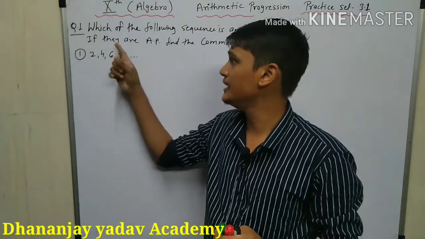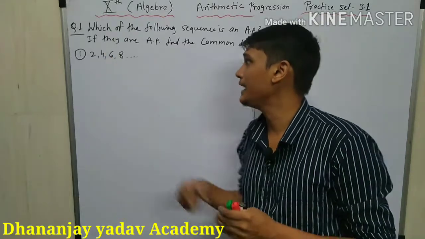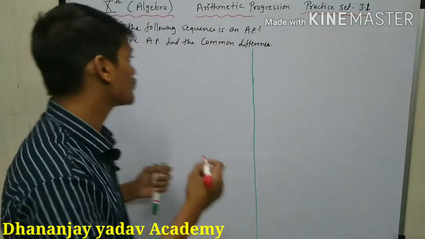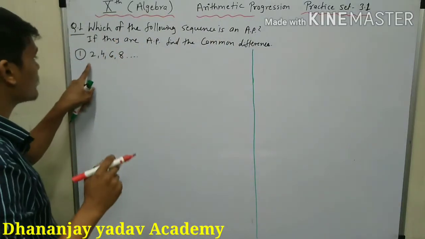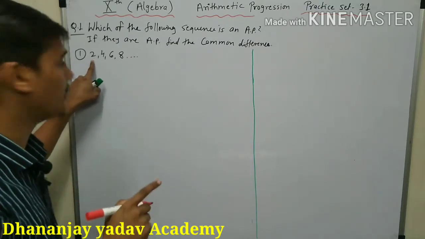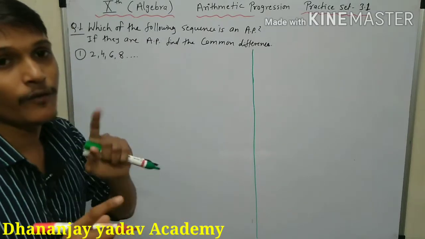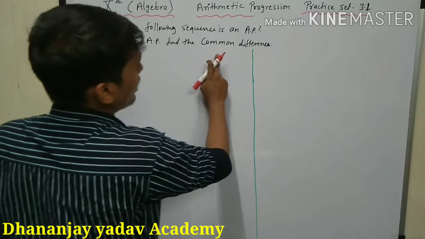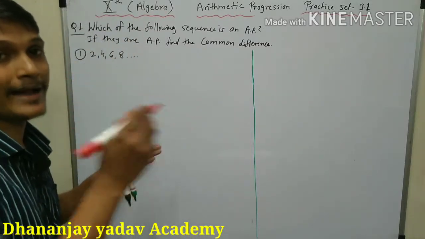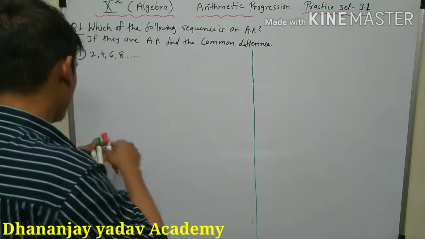The first question is: which of the following sequences is an AP? If they are AP, find the common difference. How to find it? You can solve here. The first question is 2, 4, 6, 8. Here 2 is the first term, 4 is the second term, 6 is the third term, and 8 is the fourth term. We can find the difference. How to find the difference? You can use T2 minus T1, which means the second term minus the first term. Understood?